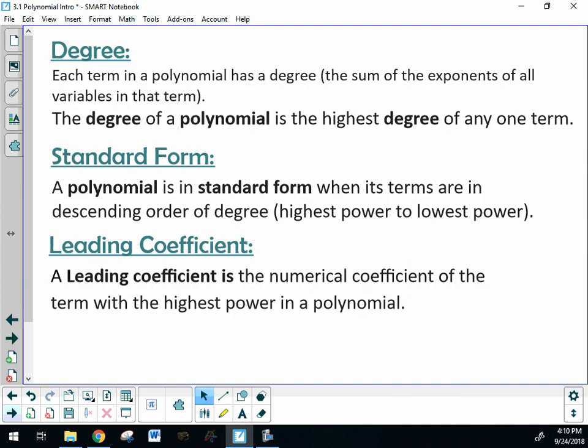Every term in a polynomial has a degree. It's the sum of the exponents of all the variables in that term. But for a polynomial itself, we would say that the degree of the polynomial is the highest degree of any one term. There's always one term in the polynomial that has the highest degree, and we call that the leading term. Standard form of a polynomial means that the terms are in order from the highest power to the lowest power. And the leading coefficient is the numerical coefficient of the term with the highest power in the polynomial. That's a lot of words.